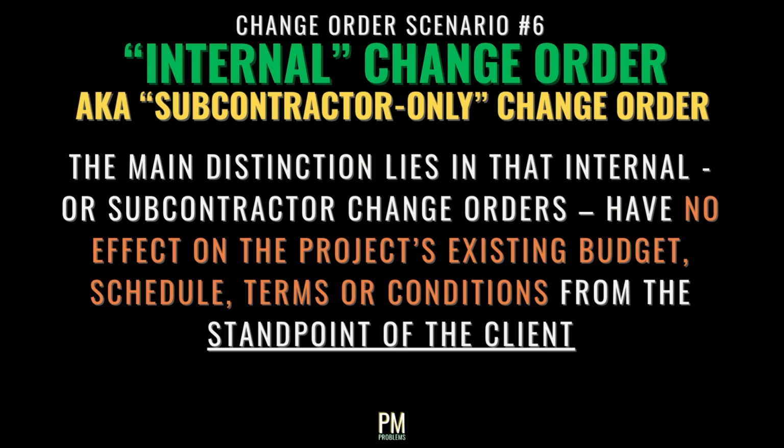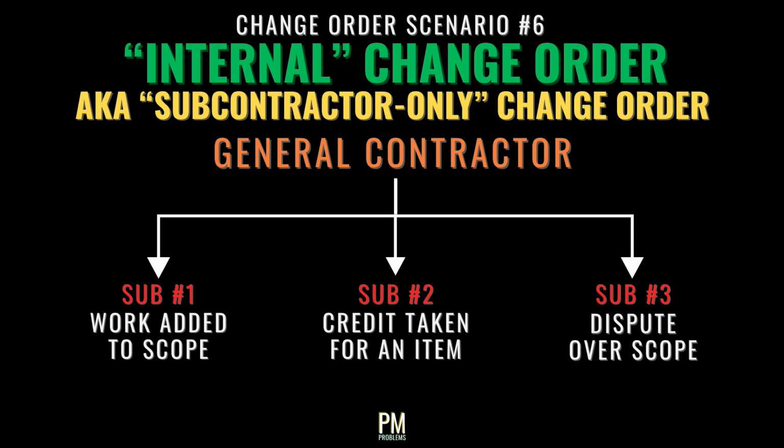The main distinction lies in that internal or subcontractor change orders have no effect on the project's existing budget, schedule, terms, or conditions from the standpoint of the client. They are purely written between the GC and their subcontractors when additional work is awarded, credits are taken, or disagreements over scope of work are resolved.